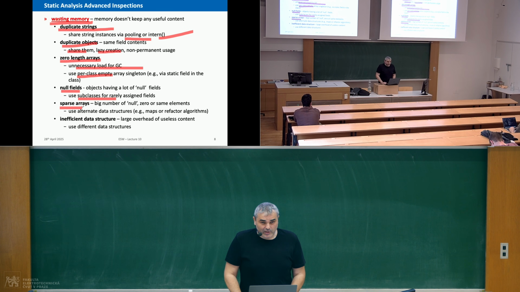A special category is sparse arrays. Sparse array is a term where you have large arrays which are usually empty or contain large blocks of nulls, zeros, or the same element content. You should use an alternate data structure, maps or other, in this case. And finally, inefficient data structures. There is a large overhead of, again, some useless content inside. You should consider refactoring that data structure.